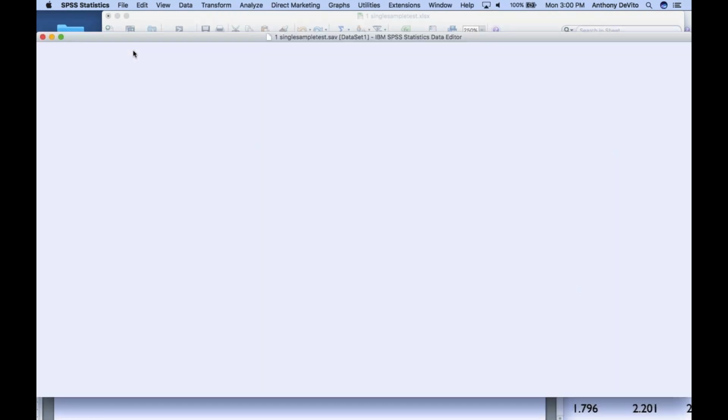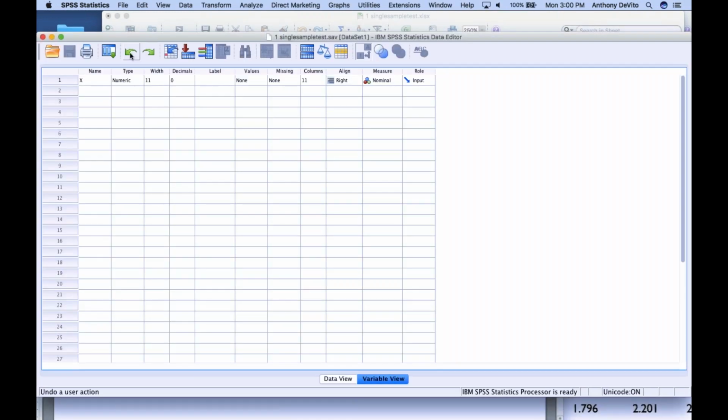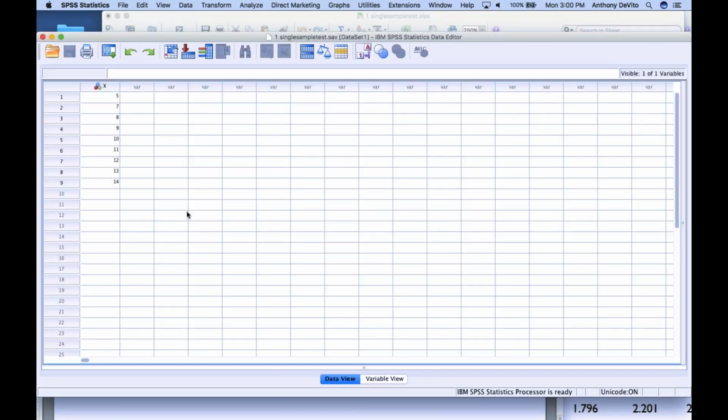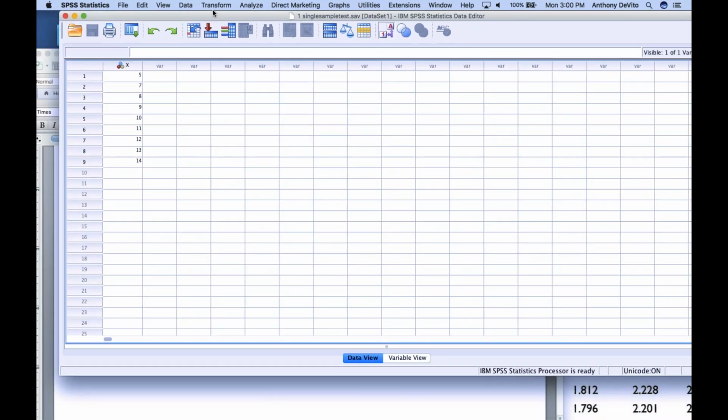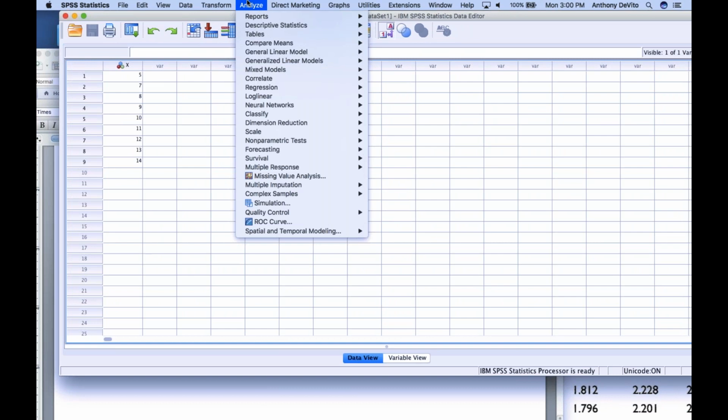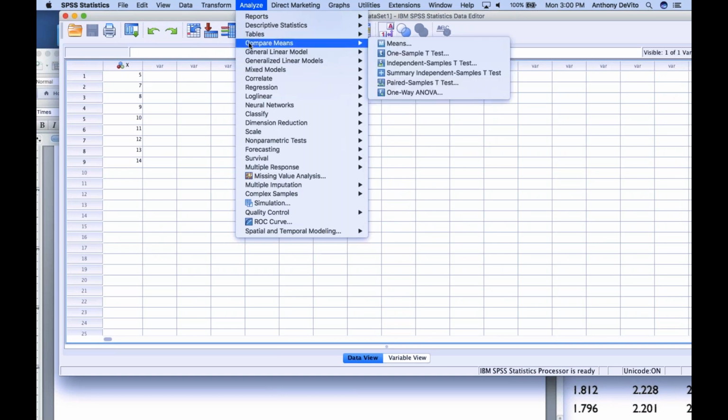Okay, so I'm going to open this up. So here's my data. It's the same data I had before, right? The same numbers I had before. Now, what I'm going to do, I'm going to go to Analyze. I'm going to go to Compare Means, right? Because the t-test basically is comparing means. Okay, and I'm going to go into one sample t-test. Why? Because I'm going to compare my single sample to a mean from a known population.